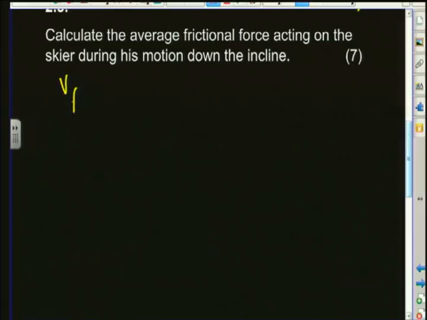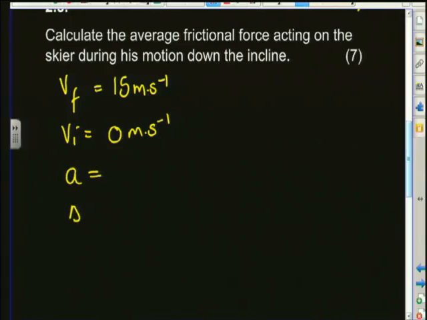So, let's see what I know. VF equals 15. VI equals 0. From what I wrote above, I know I need A. I don't have anything to do with time, but I know that he goes 75 meters. So we're now looking at this and going, hang on, wait, Tracy. They look like stuff I'd use in equations of motion.